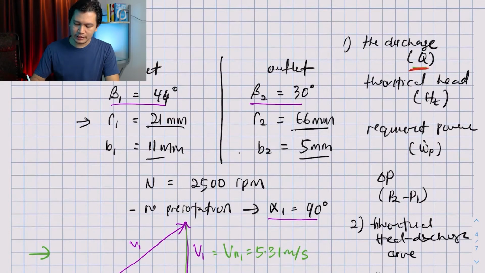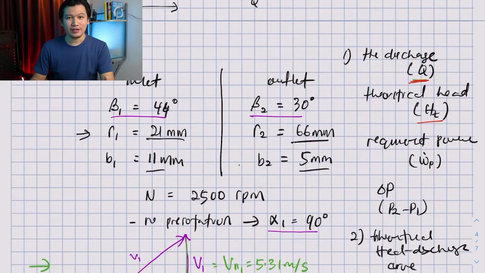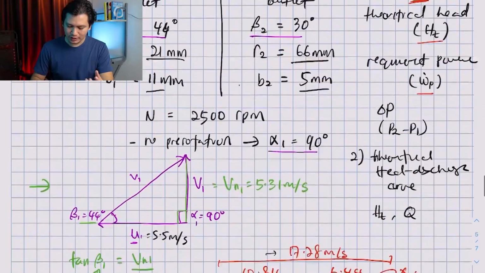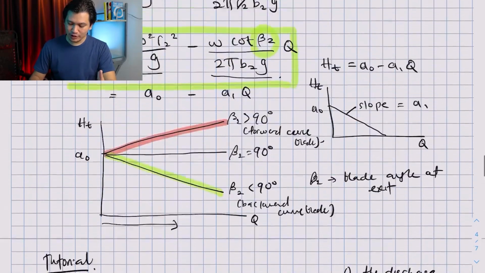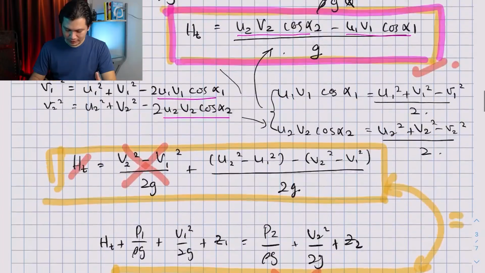So now this is done, and now we have also done this HT. Okay, now that we have the discharge and theoretical head, we need to find the required power, that is W dot P. Now I believe that we have almost completed our velocity triangle. So any question that comes after this, we can easily solve it as long as you know the equation. Now let's find the equation for the required power.